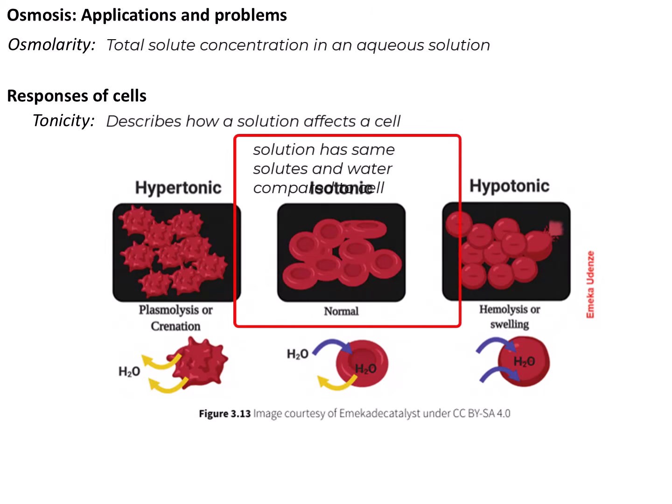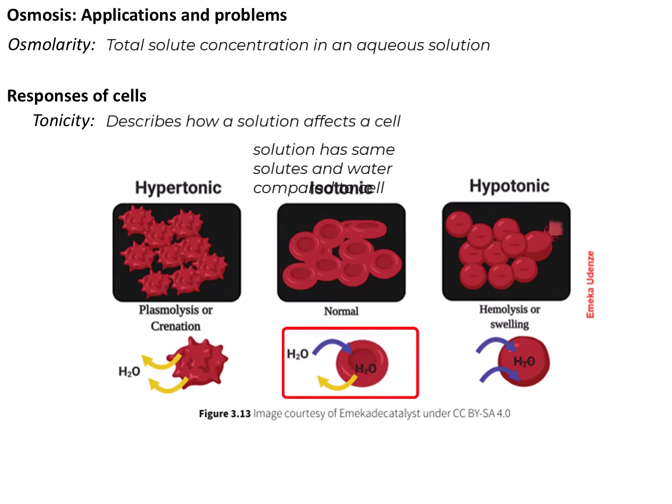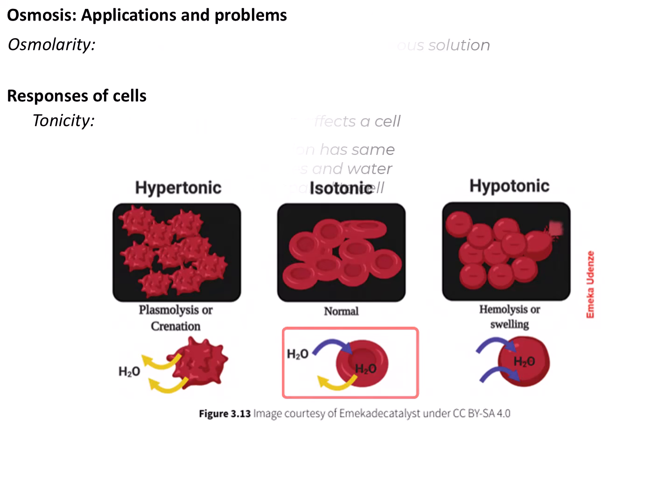Finally, an isotonic solution is one that has the same number of solutes outside the cell that is inside the cell. If the solutes are equal, that means the water must be equal as well. In an isotonic solution, water will move in and out of the cell at the same rate. Notice that when a red blood cell is placed in an isotonic solution, the red blood cell has a normal shape, which means it can function normally.